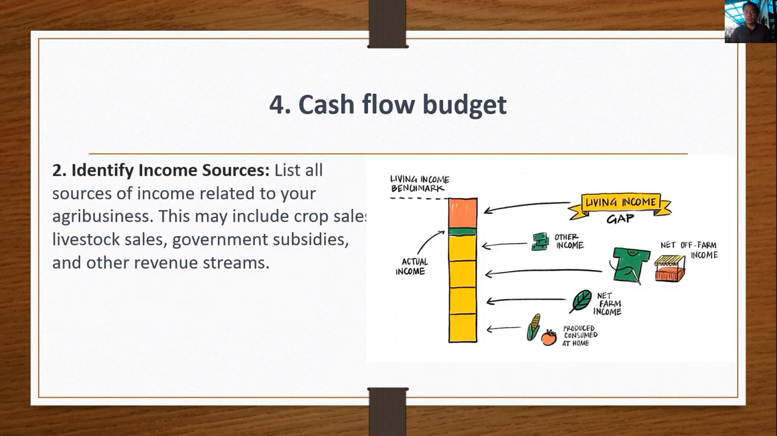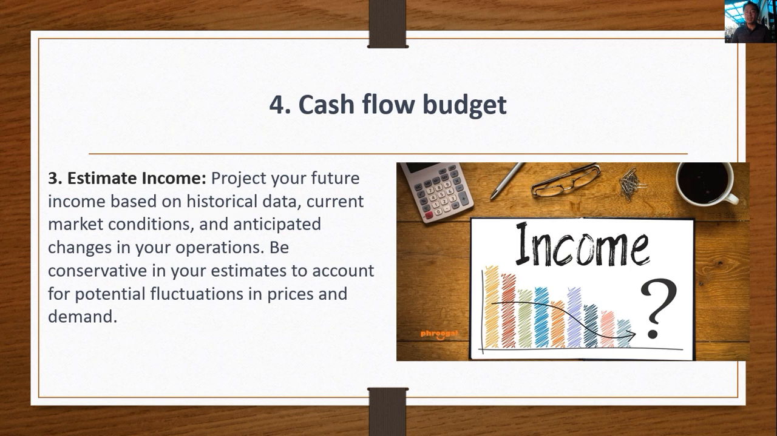And you should also, class, identify the income source. List down all of the sources of income related to your agribusiness venture. This may include your crop sale, livestock sale, government subsidies, and other revenues. And with that, class, you should also estimate your income. Is it increasing or is it decreasing?